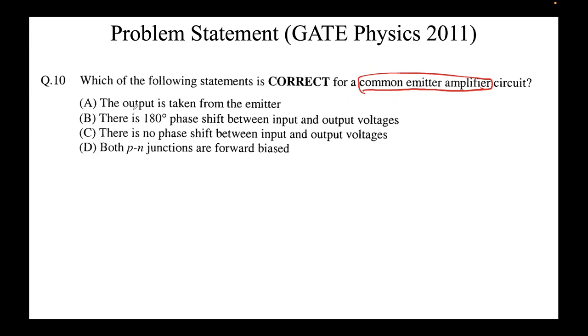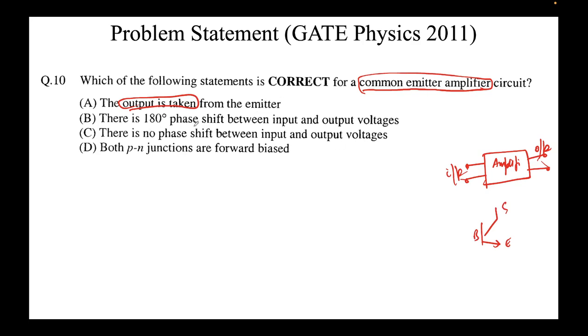So first, option A talks about the output is taken from the emitter. This means usually in any amplifier, there is an input side and there is an output side. On a BJT we have three terminals. This is usually collector, emitter and base. So which one is the input, which one is the output? That's the question over here. That's the first option that is asking.